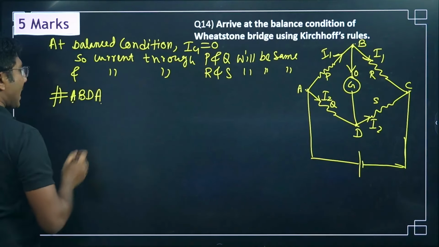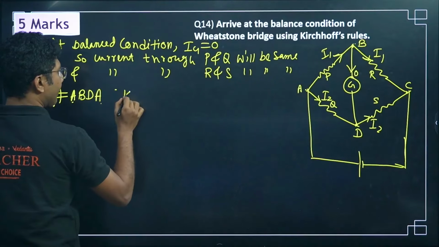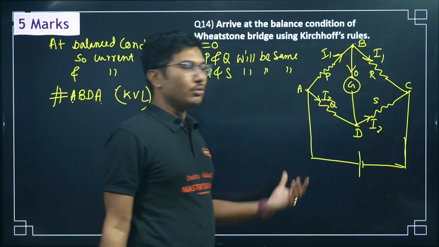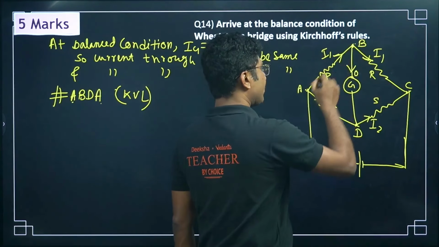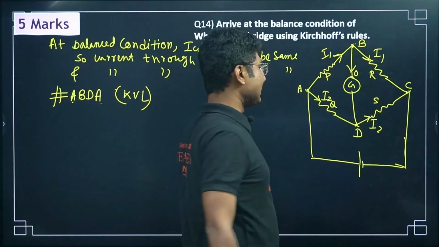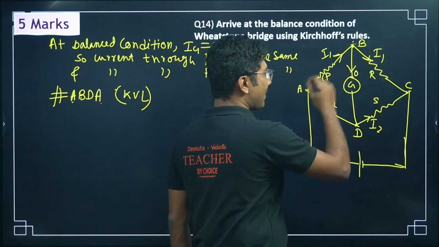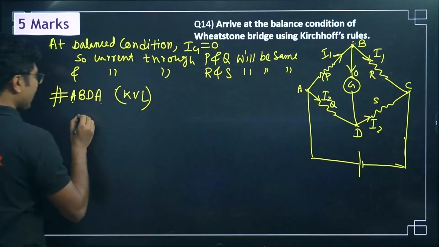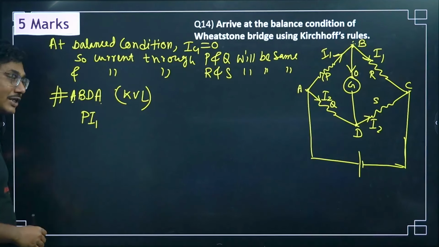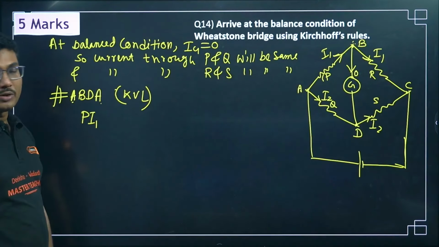Now we will apply KVL, Kirchhoff's voltage law or Kirchhoff's loop rule. We are going in the direction of current, as you see the arrow of the current is in this direction. The resistance is given by this value P. First we write the resistance, then the current. If we are going in the direction of the current, it will be positive. If we go in the opposite direction, it will be negative.